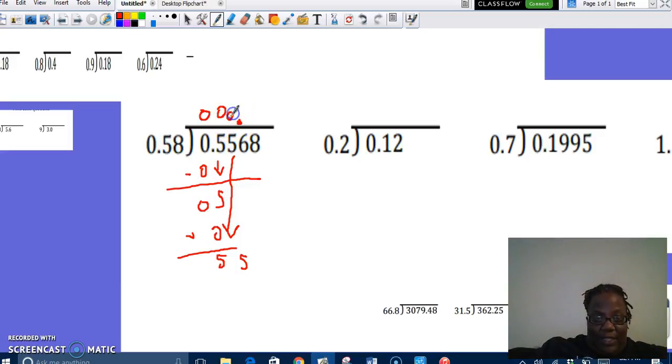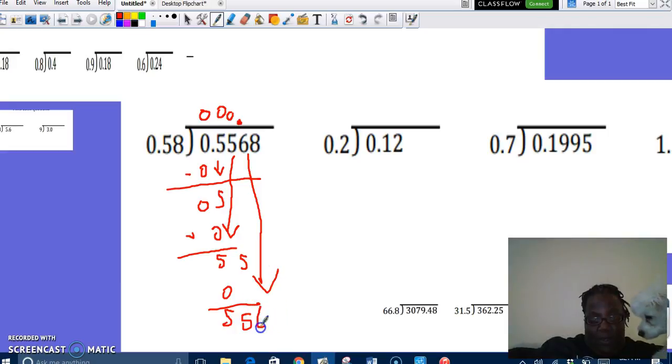And the reason why I like to take this one digit at a time is so that you can see how every place value is used. It's got to have a number on top of every place value. Okay? 0 times 58 is 0. So notice I still have 55. And then now I can bring down the next number, which is 6. Here we go. So 58 will go into 556.